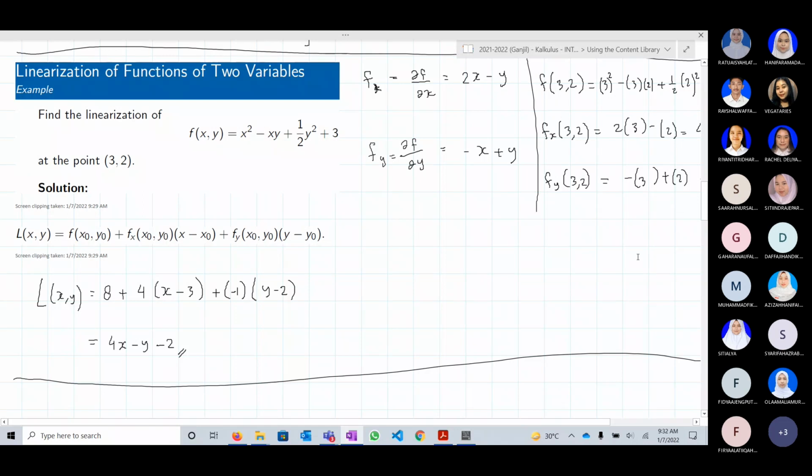Ya, jadi kalau mau mencari linearisasi, simple ya. Kita tinggal cari turunan terhadap x, turunan terhadap y, ya, untuk fungsi dua variabel. Kemudian kita evaluasi fungsi tersebut, turunannya terhadap x dan turunannya terhadap y di titik yang kita mau linearisasi itu. Kemudian kita tinggal masukkan rumus ini.